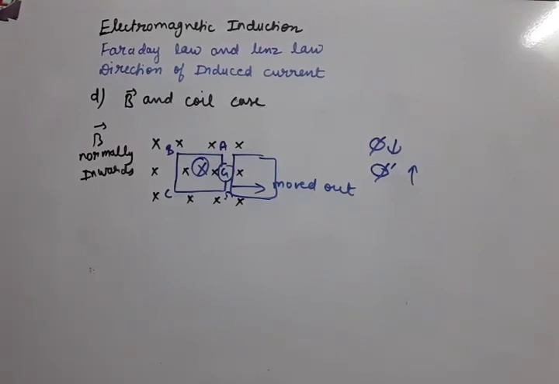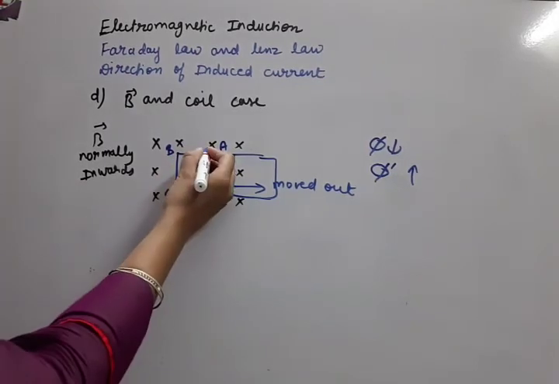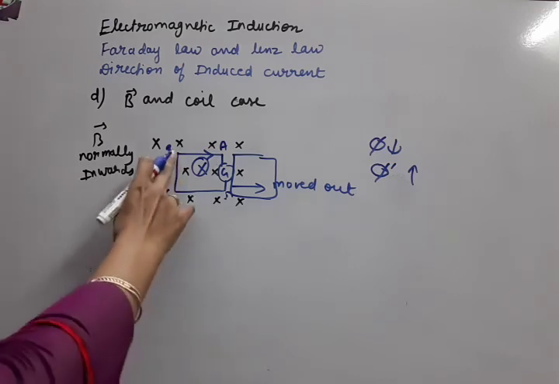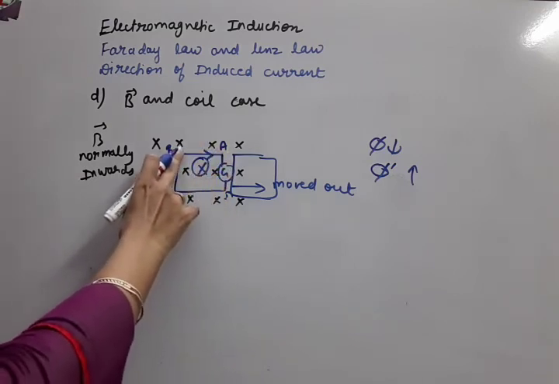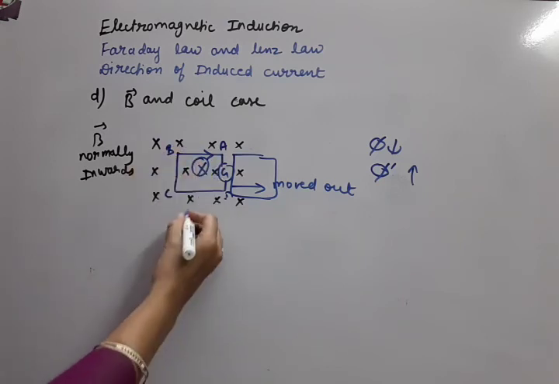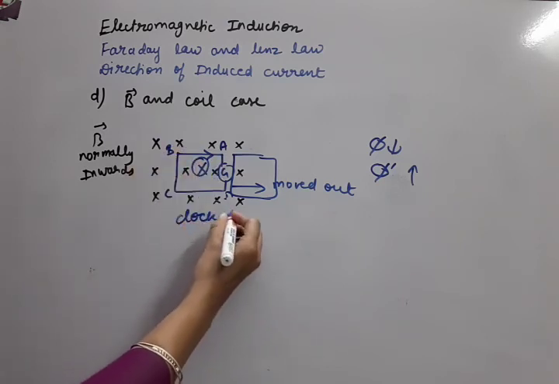So I think you remember that for the clockwise direction, that means for the south pole or clockwise direction, the field lines are normally inwards. So the direction of the induced current should be clockwise. So the answer is clockwise.